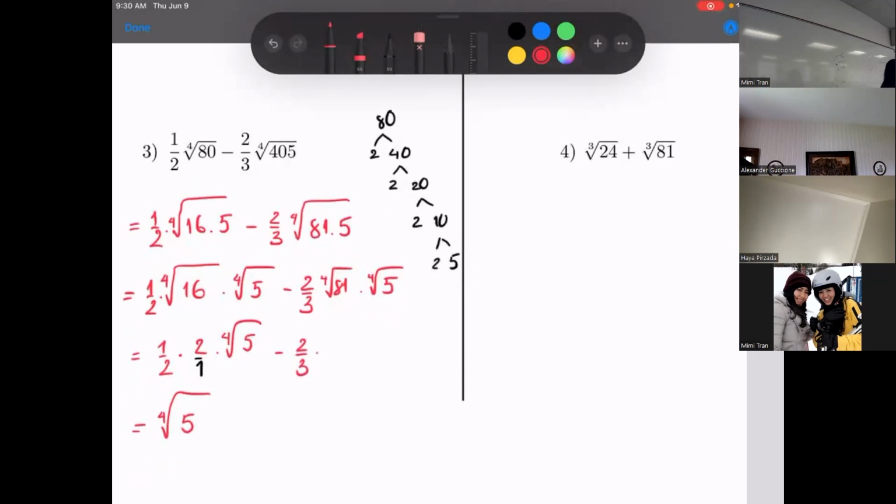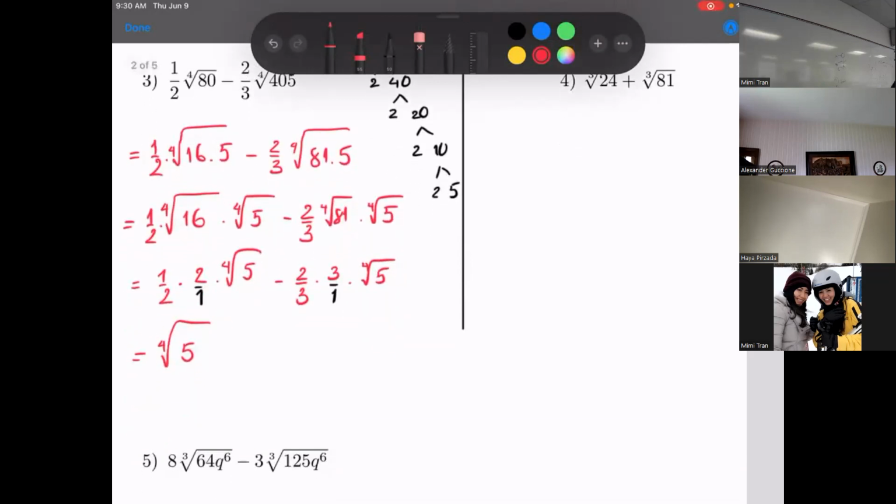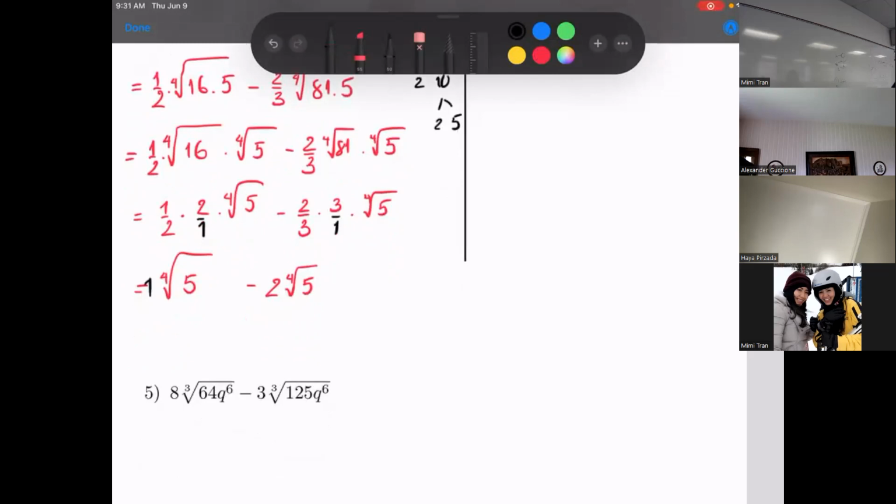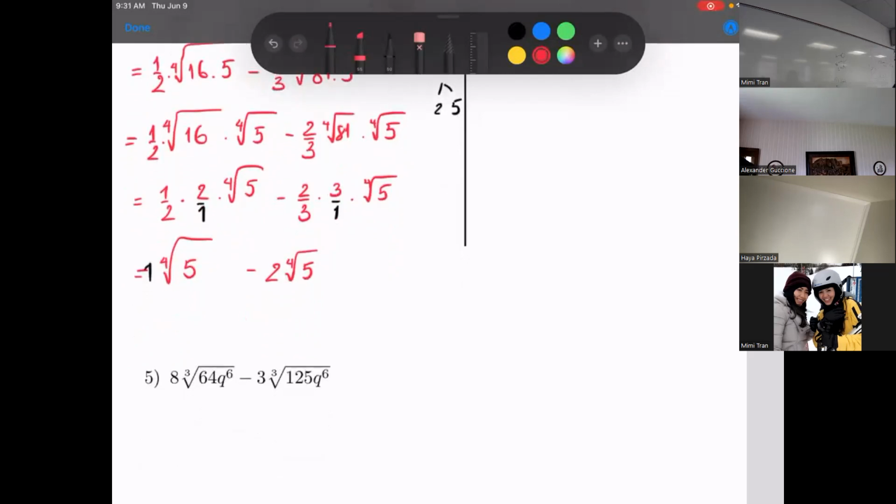Fourth root of 81 is 3. Thank you, Devin. 3, right? So 3 times 3 times 3 times 3 is 81. So 3 over 1. And then times fourth root of 5. What is it equal? Negative 2, right? Negative 2 and then fourth root of 5. Are they like terms? Yes, right? They are like terms, same index, same radicand. So add the coefficients. 1 minus 2 is negative 1. So negative fourth root of 5.